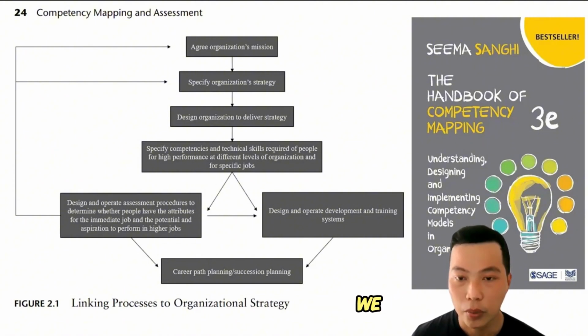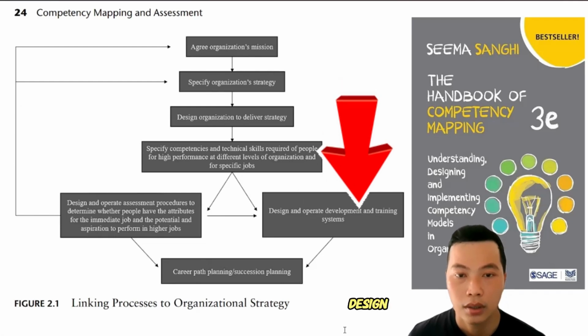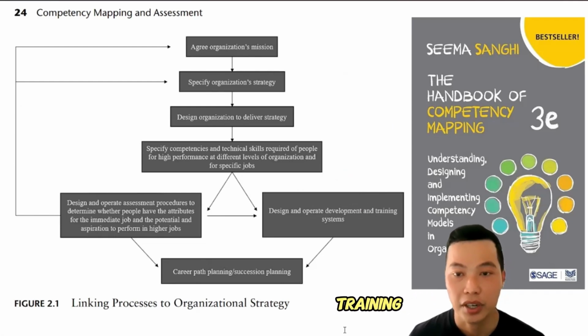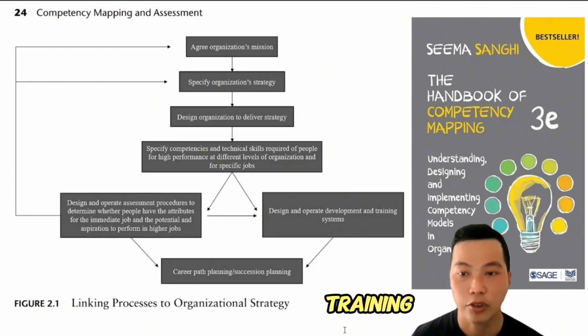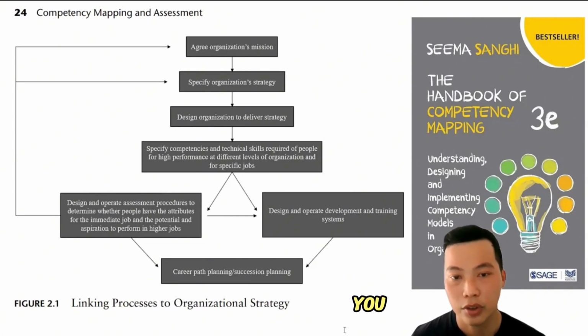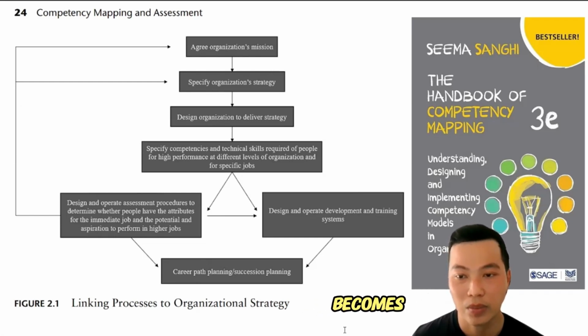And we can see that branch two: design and operate development and training systems. If assessment identifies a competency gap, training is used to close that gap. This is the connection between the competency model and the training system. If you don't have a clear competency framework, training becomes random and unfocused.